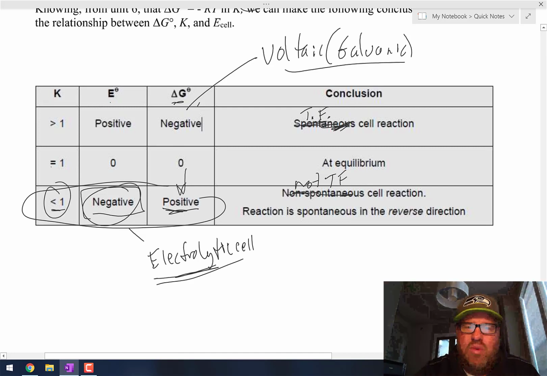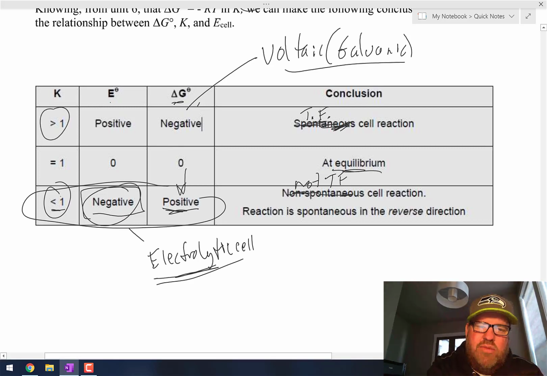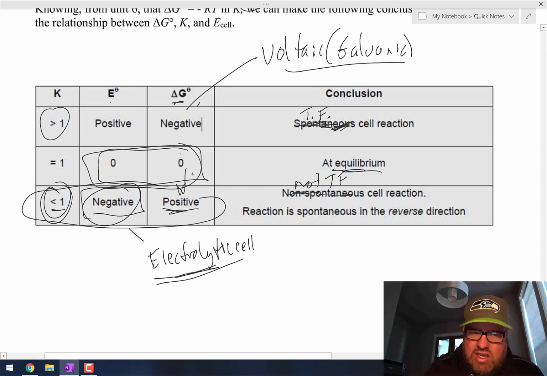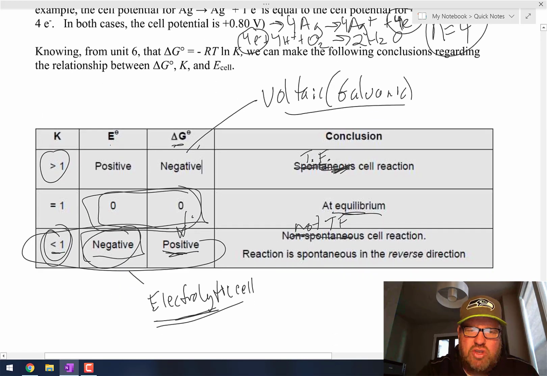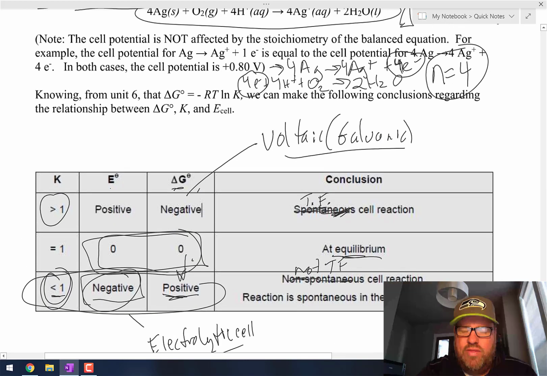And then when you're at equilibrium, and that's tough to say because even when K is greater than 1 or less than 1, you're still at equilibrium, but more importantly, when delta G is 0, then the cell potential is also 0 and vice versa. Okay, and so that's the relationship between delta G and the cell potential.